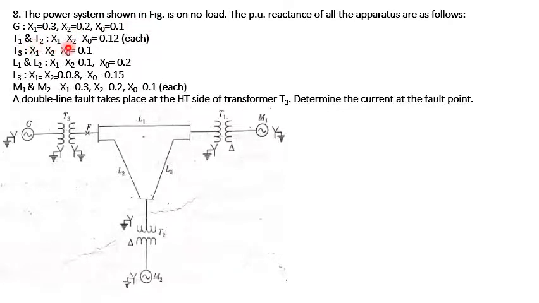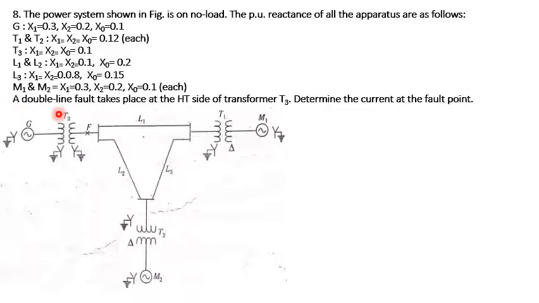Transformers T1 and T2: x1 is equal to x2 is equal to x0 is 0.12. Transformer T3 is 0.1 for all the values. L1 and L2: positive and negative sequence x1, x2 are 0.1 and x0 is 0.2. Similarly all the parameters are given.